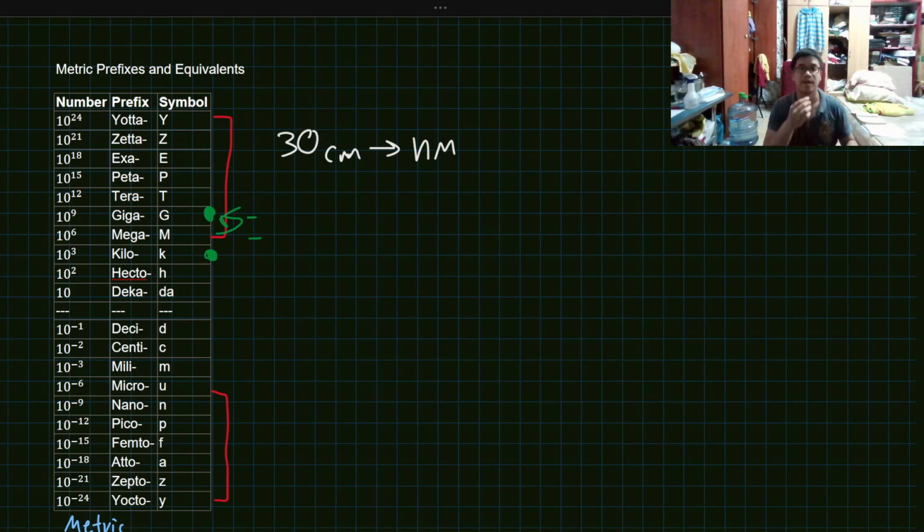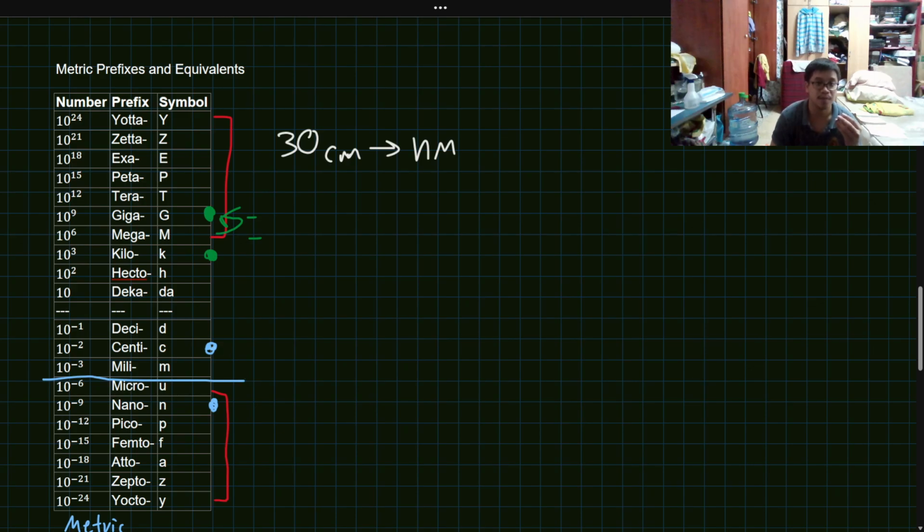Okay, so you must locate where centimeter and nanometer are. So centimeter is here, right? Nanometer is here, right? All right. So remember, once you go beyond milli, you will not do 10 per row, but it's 10 cube per row or 1000 per row. Remember that, okay? Let me put a boundary here.